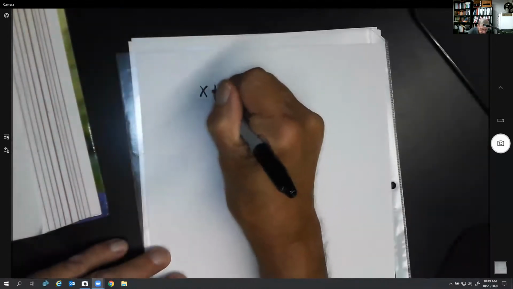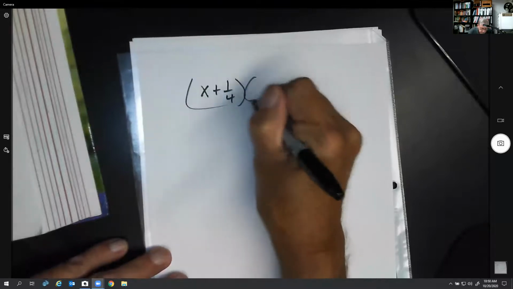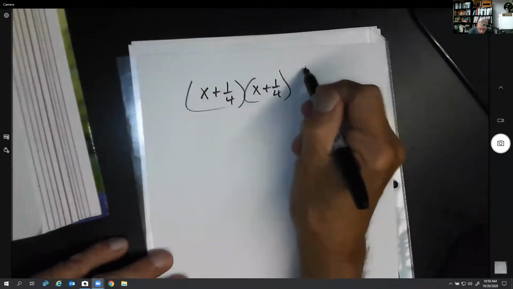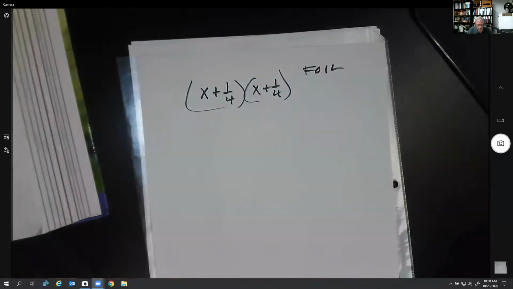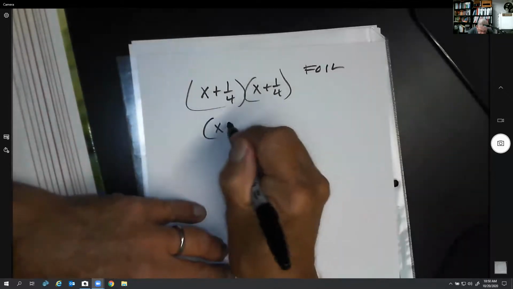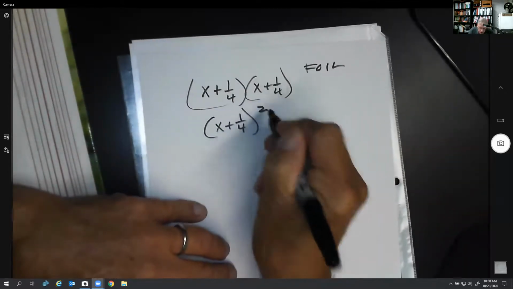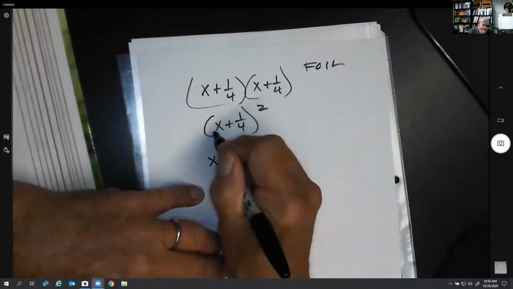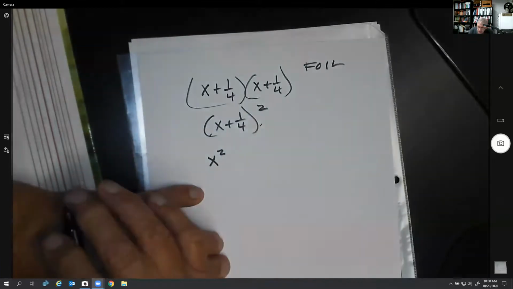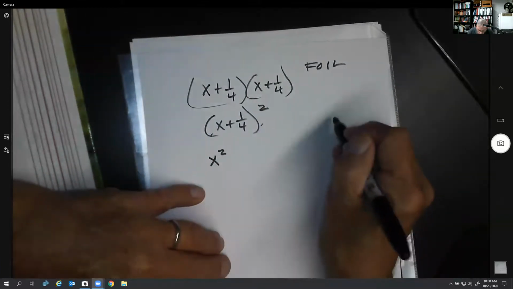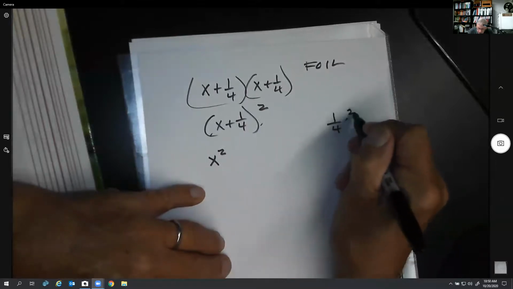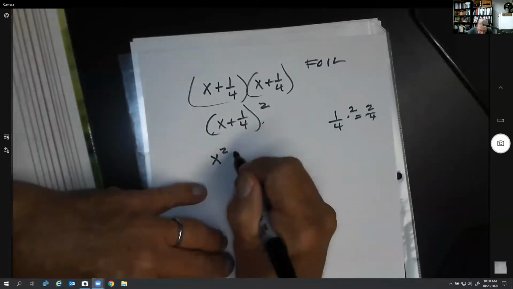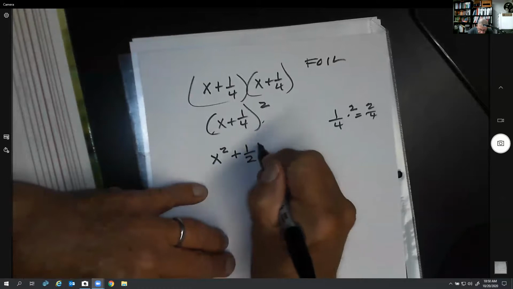Now, if you don't see it, you can do a FOIL. A FOIL will work. There's nothing wrong with it, but if you see this, you can do a square, double, square, and it'll be a little faster. X squared. 1/4 doubled. Okay, how do you double 1/4? You multiply it by 2. That'll give you 2/4. And what's 2/4? A half. So this is 1/2 x.